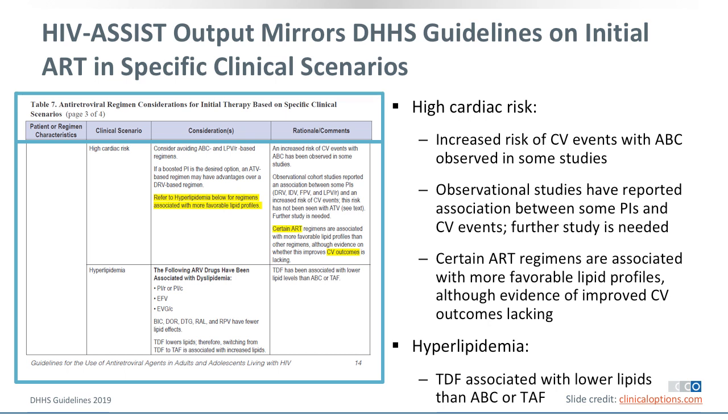So the consideration here is just thinking through whether you want to avoid PIs, avoid abacavir, and just keeping in mind the regimens that are associated with more favorable lipid profiles. And then below, under hyperlipidemia, it tells you that PI-based regimens, efavirenz, elvitegravir have been associated with dyslipidemia, and that TDF has less of that than abacavir or TAF.